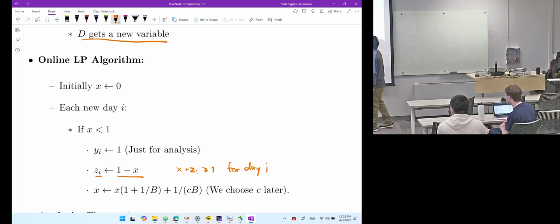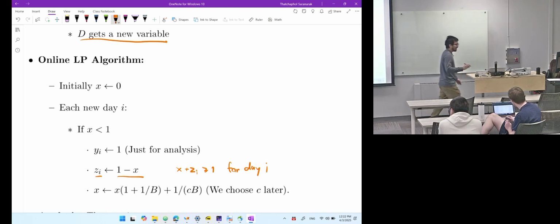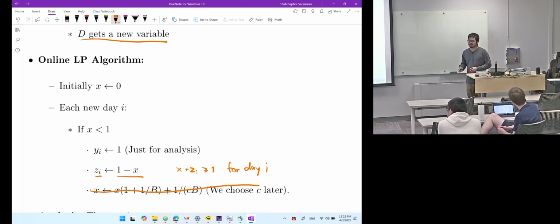And if it's just this, if we don't do anything more, then x will keep being 0 at every step. If this step is not there, then what we can do is just to rent every day, right? Because x is 0, and then we just set zi to be 1 on every day.